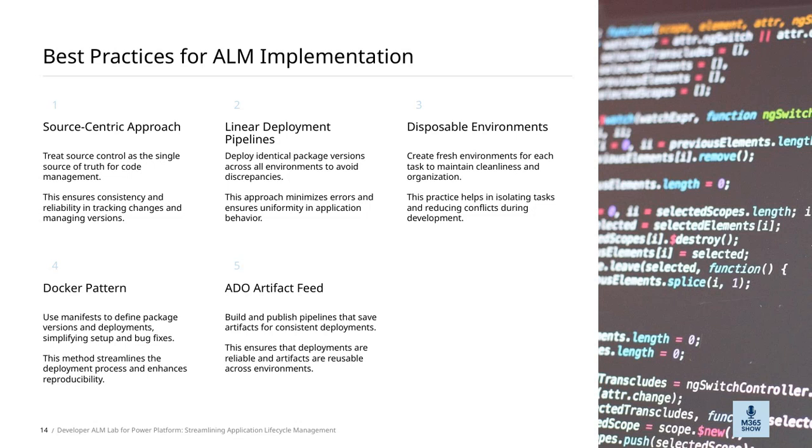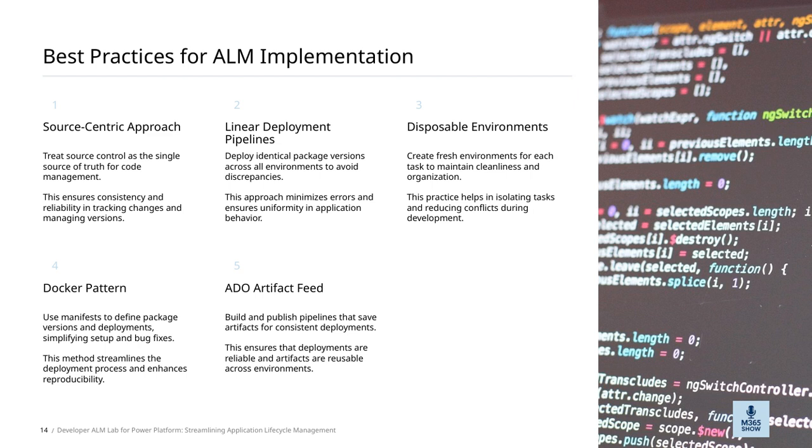Let's take a look at some best practices for ALM implementation that can really make a difference. First, building and publishing pipelines that save artifacts is crucial. This step ensures that our deployments are consistent and reliable because we can reuse these artifacts across different environments without any hassle. It's all about reducing errors and saving time.